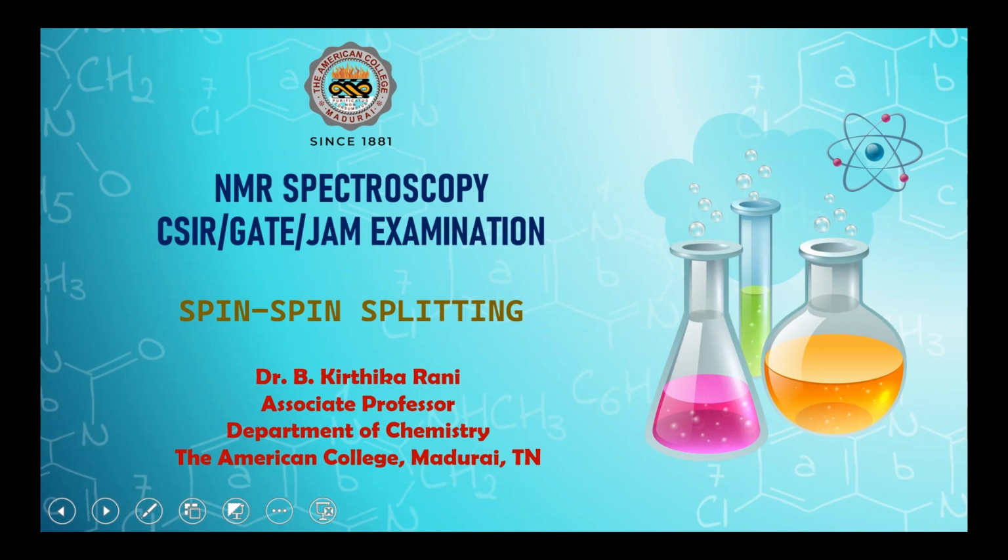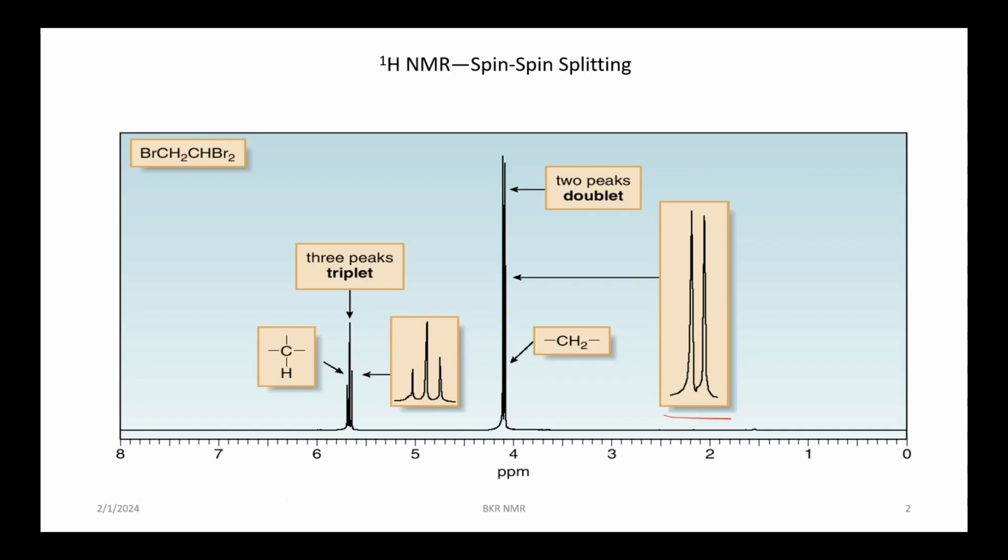Let's see what is spin splitting. To start with, I have taken an example of a halo derivative. This particular compound has two types of signals. As you can see here, I have signal A for the CH2 protons and signal B for the CH proton. So I have two signals, A and B.